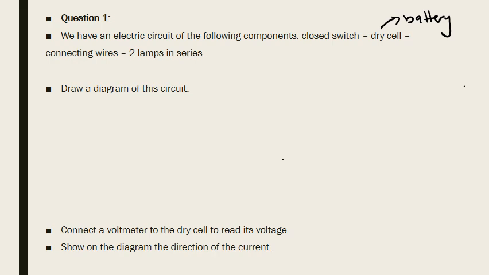So we have a closed switch. Let's draw that first. Okay, so we've got a closed switch. Then we've got a battery. And then we have 2 lamps in series. So this is 1 lamp. Because it says in series, that means they are next to each other.